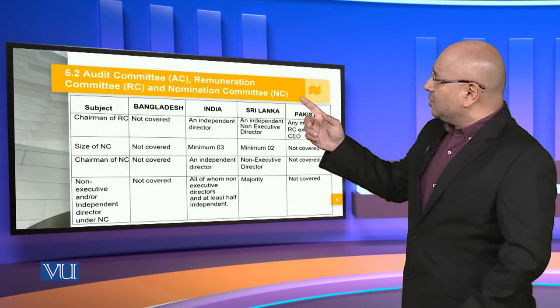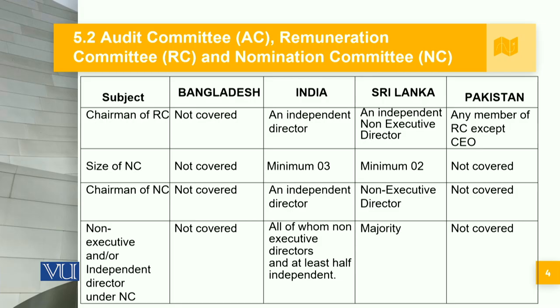Now, the chairman of the remuneration committee is not covered in Bangladesh, but in India should be an independent director. In Sri Lanka, an independent non-executive director, and in Pakistan can be any member of the remuneration committee except the chief executive officer. Now, when we look at the size of the nomination committee, which is the 3rd committee, it's not covered in Bangladesh and Pakistan, but in India, at least 3 members, and in Sri Lanka, 2 of them. When we're talking about the chairperson of the nomination committee, it is not covered in Bangladesh and Pakistan, but in India should be an independent director, and in Sri Lanka should be a non-executive director.